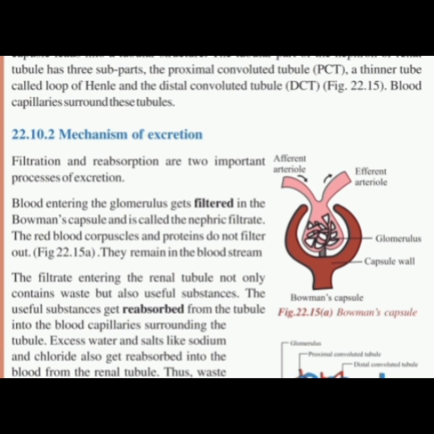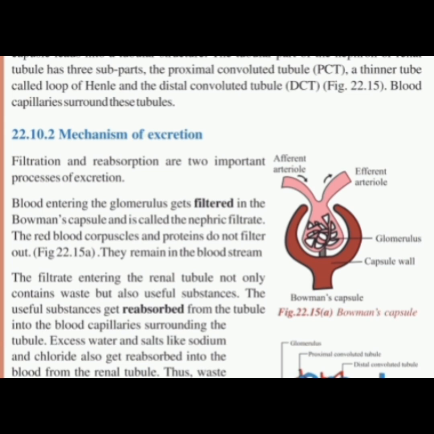Bowman capsule leads to the tubular structure. This Bowman capsule forwards its filtrate to the tubular structure, which you can find in the picture. Here there are some subparts called the proximal convoluted tubule, that is PCT, and the distal convoluted tubule, that is called DCT.